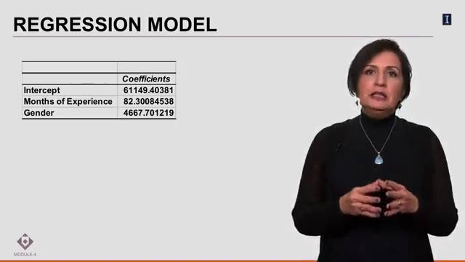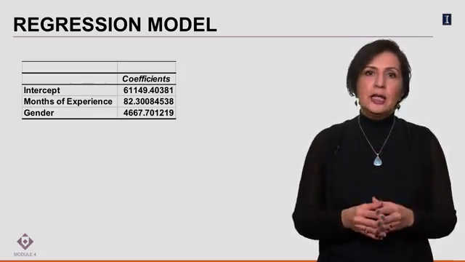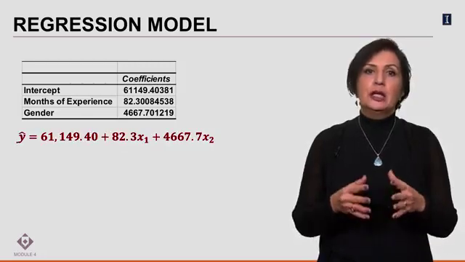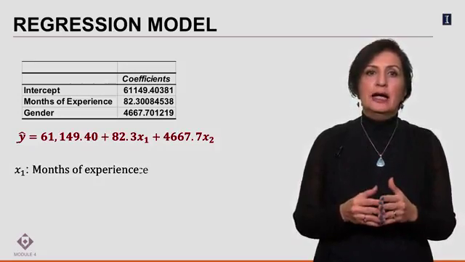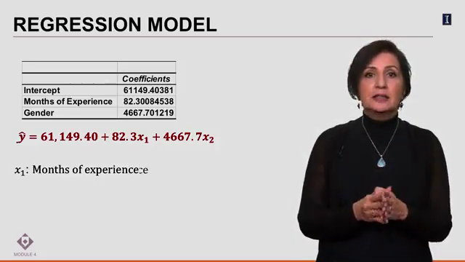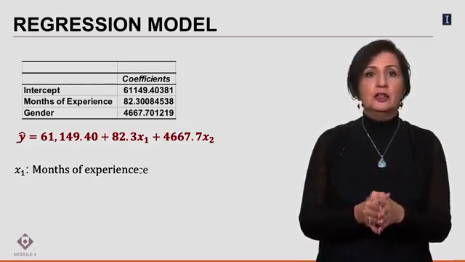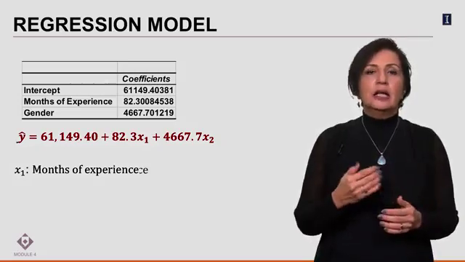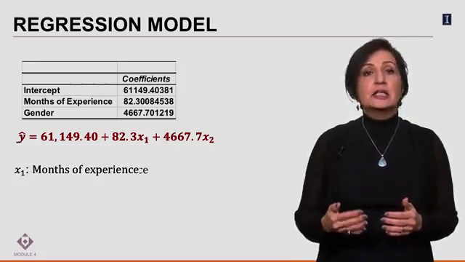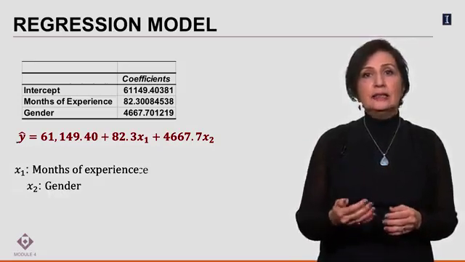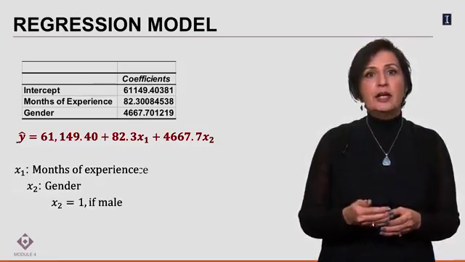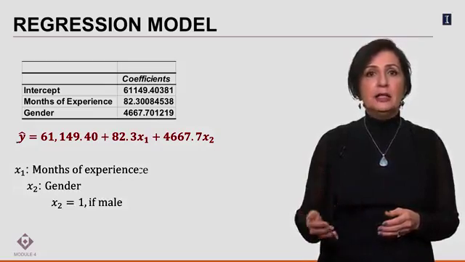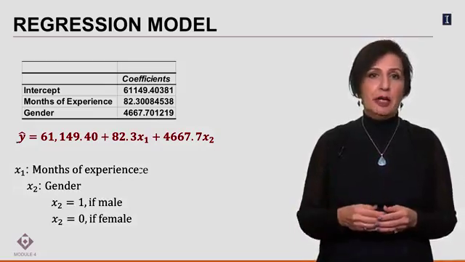The coefficients of independent variables, along with the intercept, make up the regression equation expressed as you see here. Recall that x1 represents months of experience. This can be any number depending on how long the individual has been a nurse. The other variable in the equation is x2, gender, and this is the interesting one. This is the one that has only two possibilities. This variable is equal to 1 if the nurse is a male and 0 if the nurse is a female.